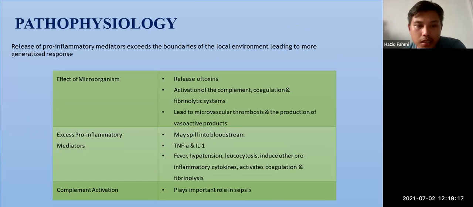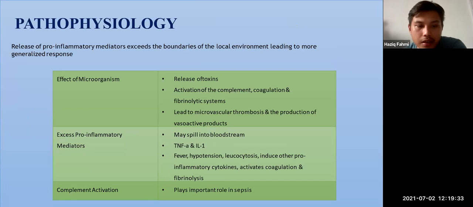Sepsis occurs when the release of pro-inflammatory mediators exceeds the boundary of the local environment, leading to a more generalized response. The reason for this is uncertain. However, the cause is multifactorial, as listed in the table below.